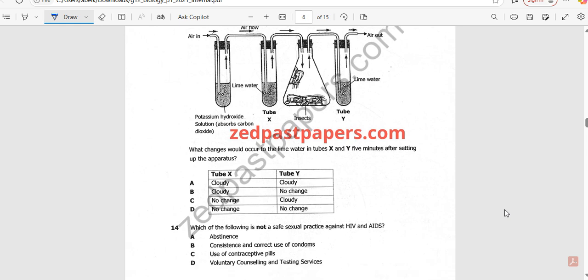So what changes would occur to the lime water in tubes X and Y 5 minutes after the setting? We understand that Y will have cloudy, whitish lime water. So we're looking for that in Y. X also cloudy? Here it can't be cloudy because carbon dioxide has been absorbed. So this part is correct, but this part is incorrect. So this is also incorrect. Then no change. So cloudy, no change. So the answer is C.